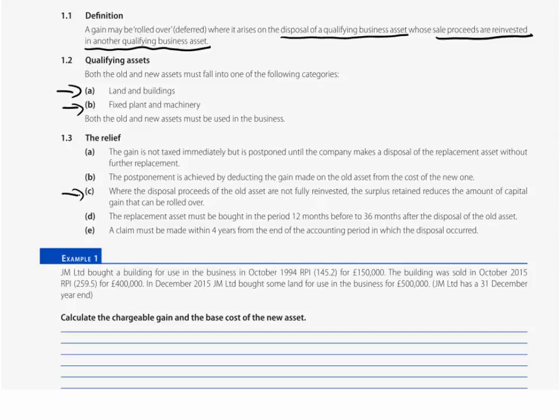The time scale for the reinvestment, we've got to buy the replacement asset, so-called, between 12 months before up to 3 years, some 36 months after the disposal date. So there's a 4-year window of opportunity in which the reinvestment of the proceeds must take place. Plenty of time, therefore, in which to be able to reinvest and go on then to make the claim. For the claim must then be made within 4 years from the end of the accounting period in which the disposal occurred. You have plenty of time in which to make your mind up about making this claim.